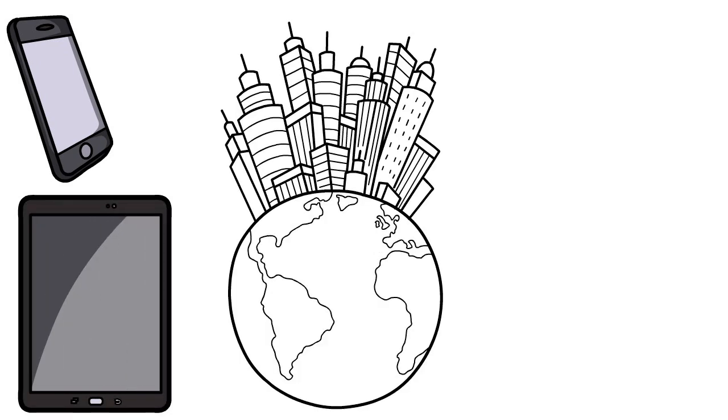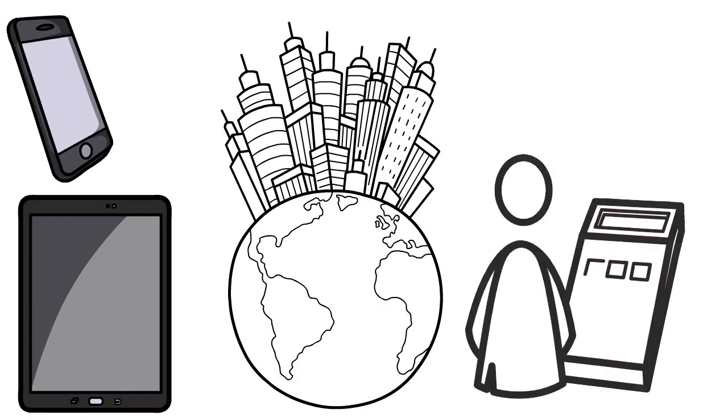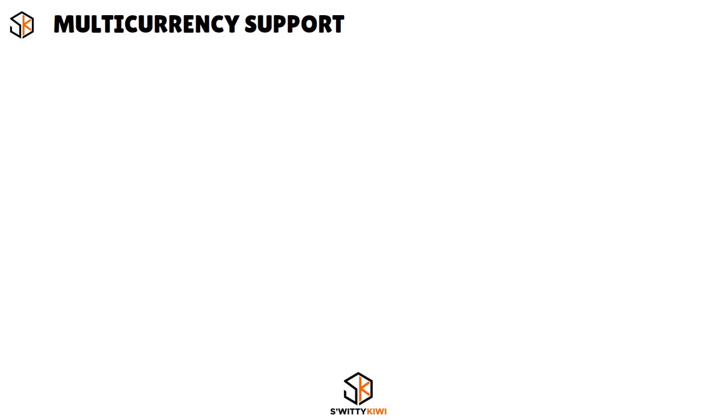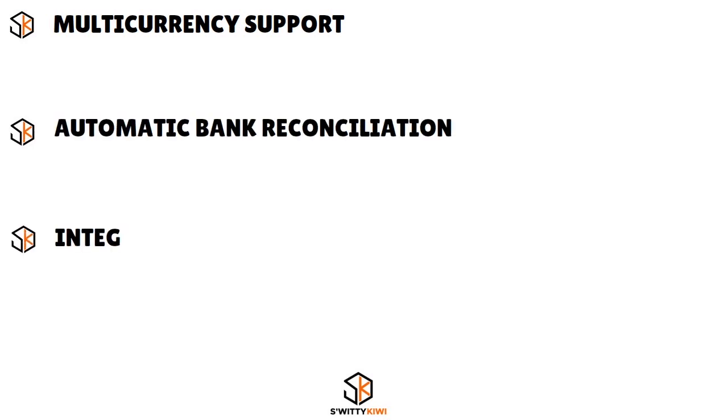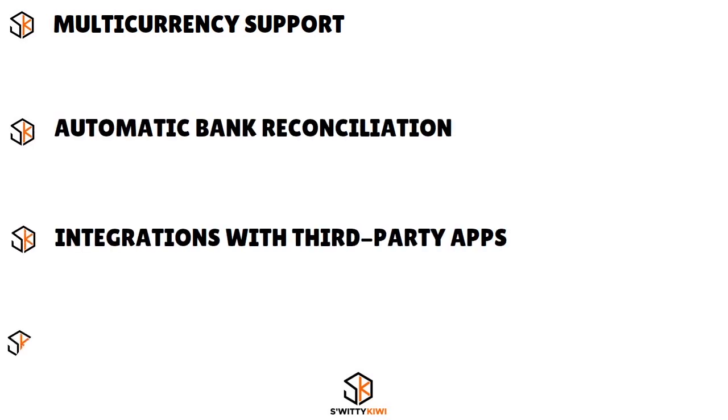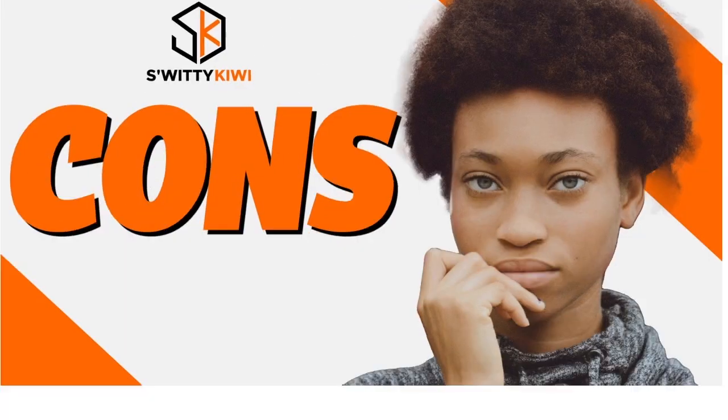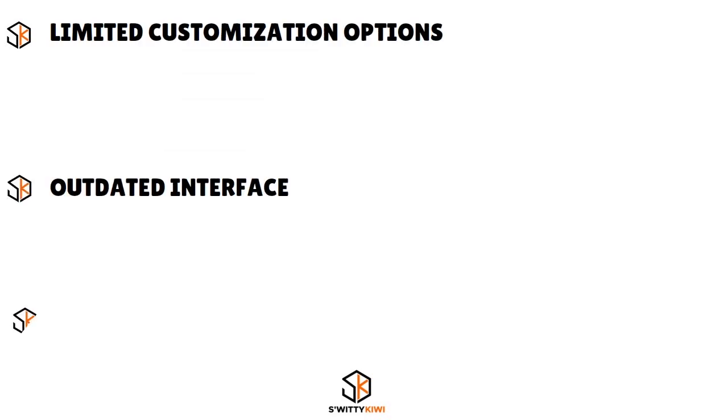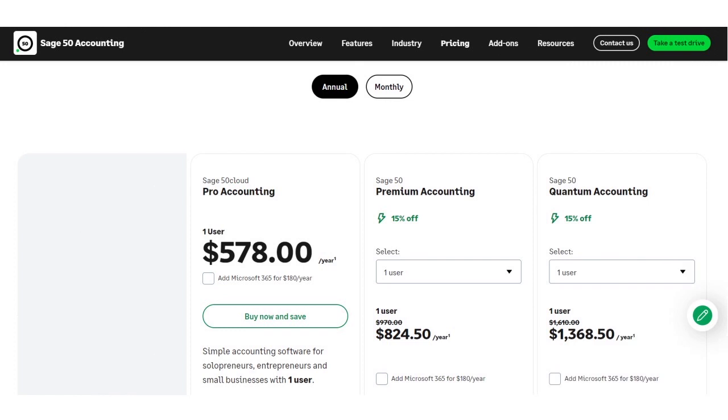So who should really use it? Well, if you have customers in different countries, Sage can simplify your accounting needs. Let's go through the pros and cons here. Pros, you have multi-currency support, automatic bank reconciliation, integrations with third-party apps, you have an iPhone app compatibility. Now, what about the cons? Well, you do have limited customization options, outdated interface, and no time tracking. I want you to look right now on the screen. Here is the pricing for Sage Accounting, and in case you want to go to the paid version.